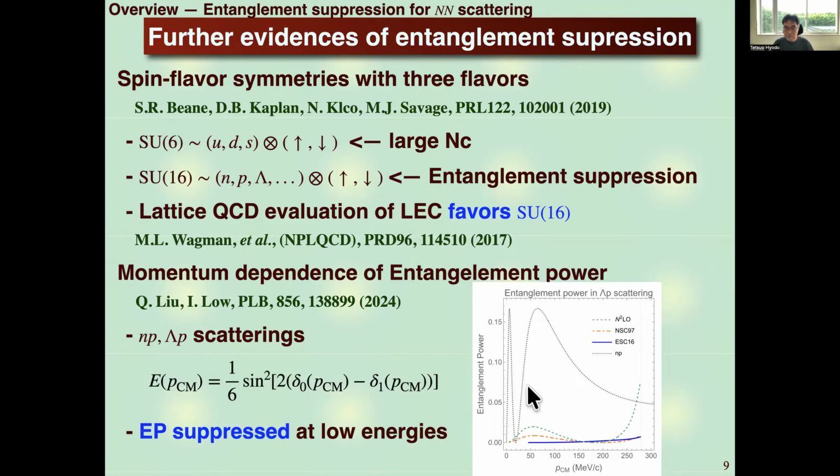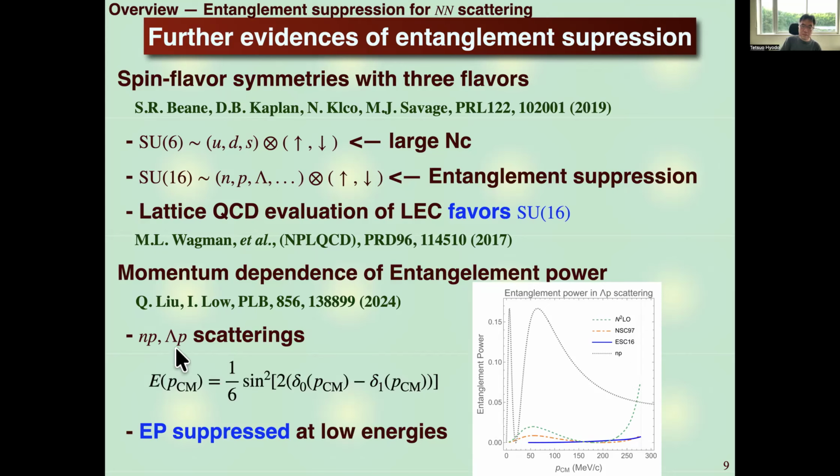It has some structure, but it stays at most 0.15 or so, smaller than 0.2. For this linear entropy, the maximum value is 0.5, which is the maximally entangled state. So compared with that 0.5, this number is still small. That is for the case of neutron-proton scattering.